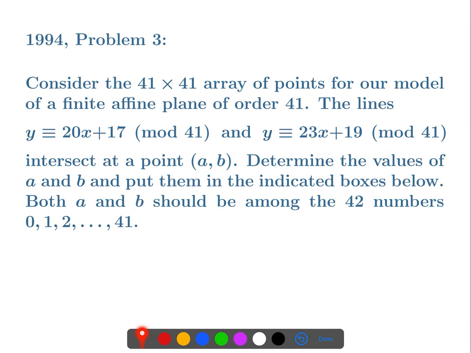Now, we want to take A and B between 0 and 40 usually, so this is a typo. We want to go from 0 to 40. There's no problem with having a 41 there, but we should be able to get A and B between 0 and 40.